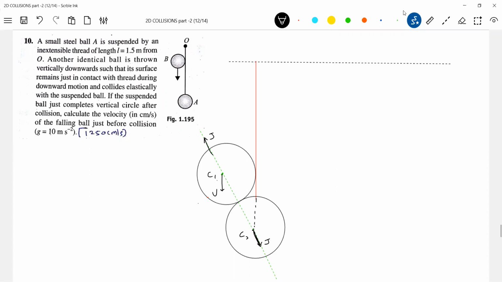Length of the string, 1.5 meter. This there. Collides elastically. If the suspended ball just completes a vertical circle after collision, calculate the velocity of the falling ball just after collision. It is asking to calculate this u, so that after collision, this will complete vertical circle.